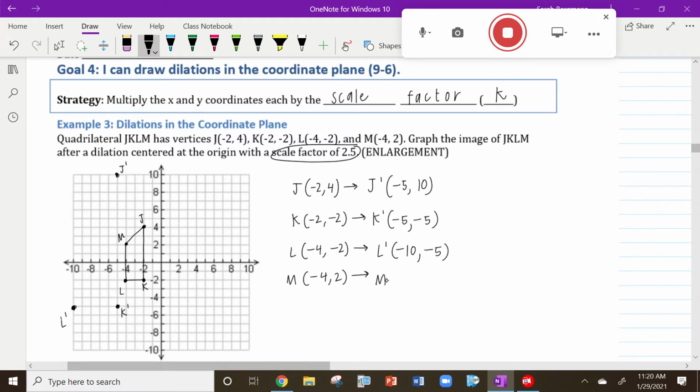Finally, for the image of M, I'll follow the same steps. Multiply the x and the y coordinate, each by the scale factor, to find the image of the point. Finally, I can connect each of these coordinates to create my image.